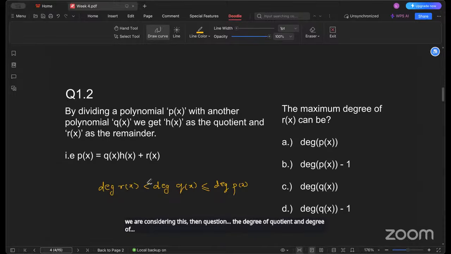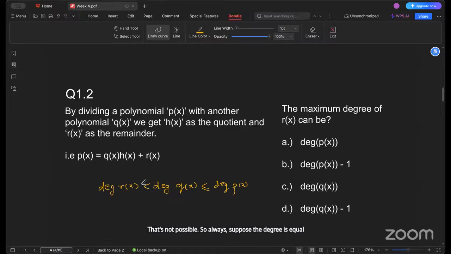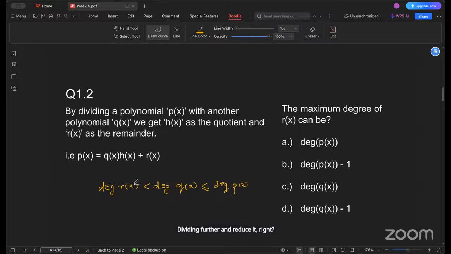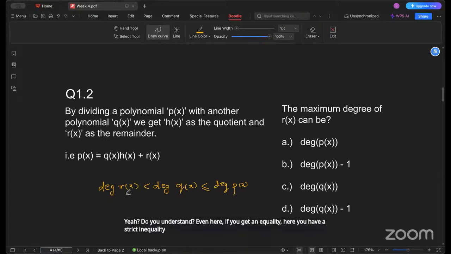Okay. That's not possible. So always suppose the degree is equal. See, usually when do we get a remainder? Only when the degree is lesser than Q of x. If the degree is same as Q of x, you are going to keep on dividing further and reduce it, right? It's never equal, right? Do you understand? Even here, if you get an equality, here you have a strict inequality. So obviously, degree of R of x can never be equal to degree of Q of x or degree of P of x. Is that clear?